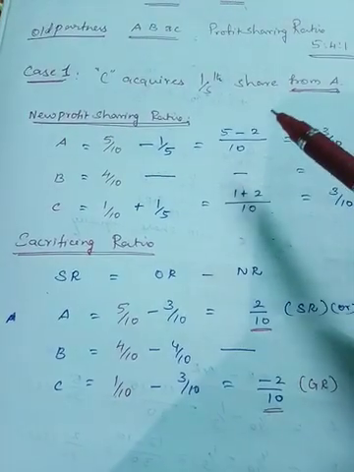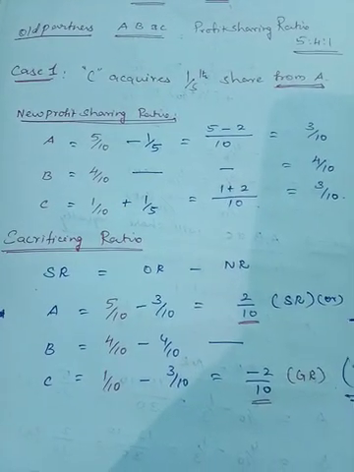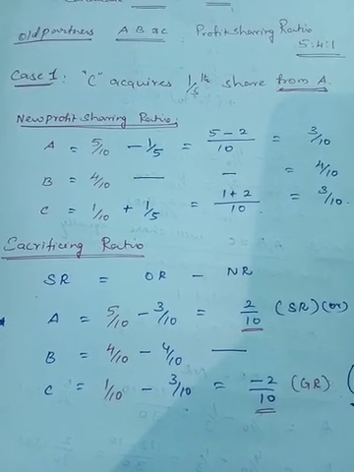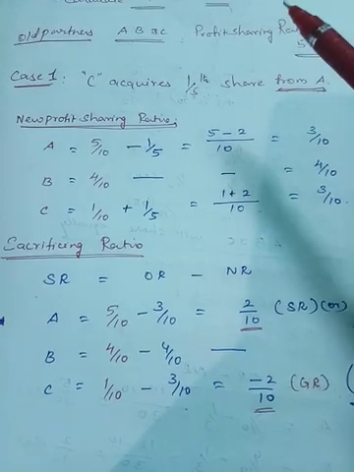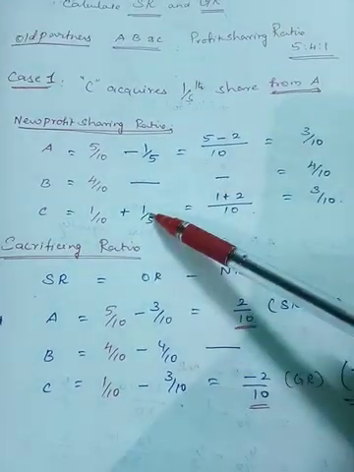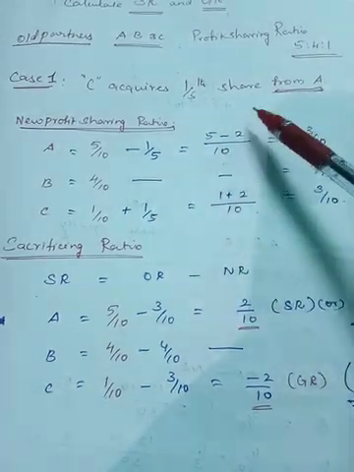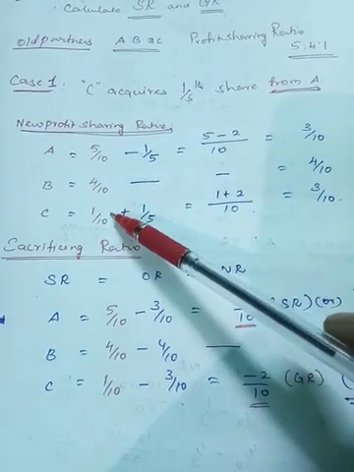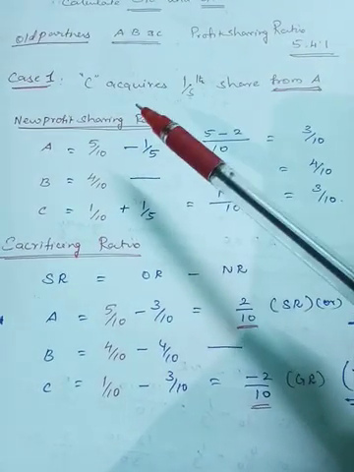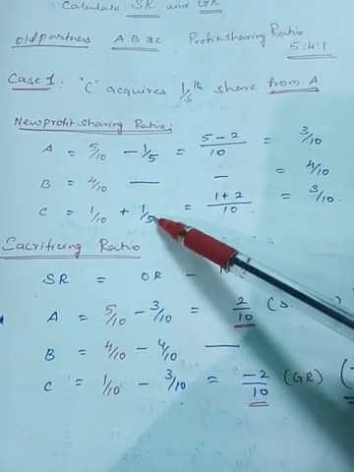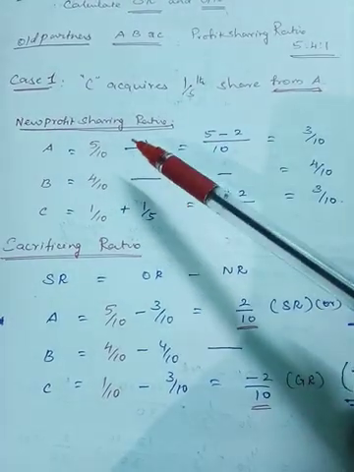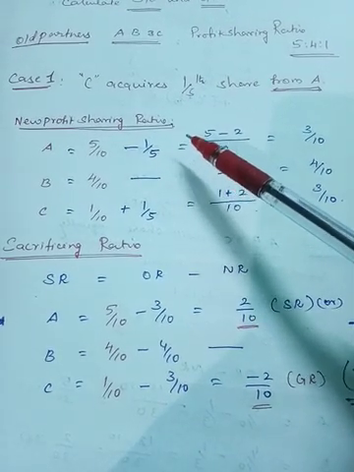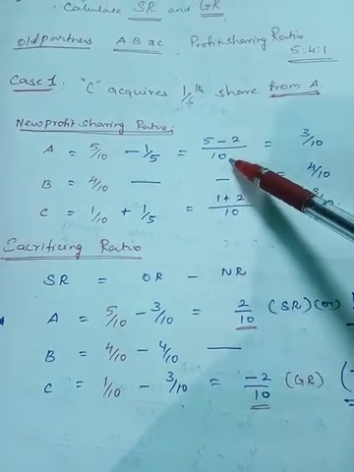Acquires and surrender are two different words. Acquires means you have to subtract straight away from their ratio. So who acquires? C acquires from A. A's old ratio is 5/10, B 4/10, C 1/10. So C acquires, that time you add 1/5 to C, and from A you subtract 1/5. So 5/10 minus 1/5, you are going to find the answer.